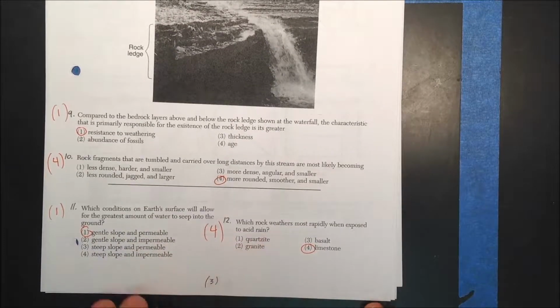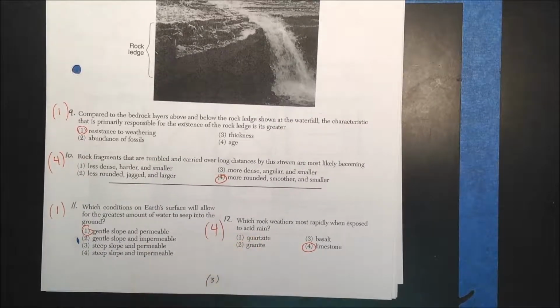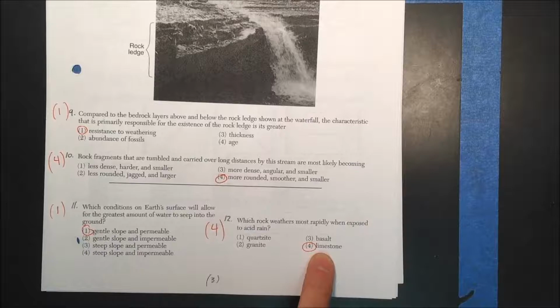12, which rock weathers most rapidly when exposed to acid rain? A good thing to do would be to use your reference table to look some of this up. You should be recognizing now that it's going to be a mineral that reacts with acid. You're looking for calcite, dolomite, and if you look up all these rocks, limestone is the best answer because that is made of calcite that will dissolve in the acid rain.